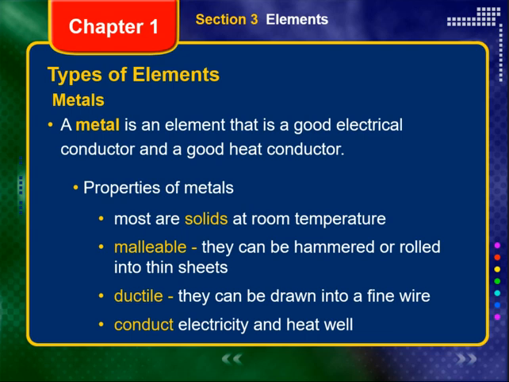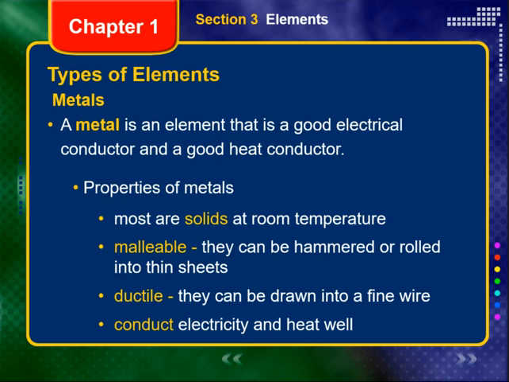Some of the properties of metals may be familiar to you. For example, you can recognize metals by their shininess or metallic luster. Perhaps the most important characteristic property of metals is the ease with which they conduct heat and electricity. Thus, a metal is an element that is a good conductor of heat and electricity. At room temperature, most metals are solids.